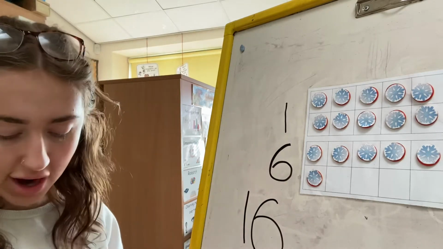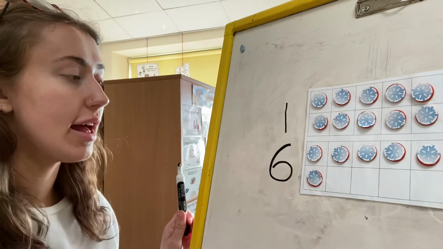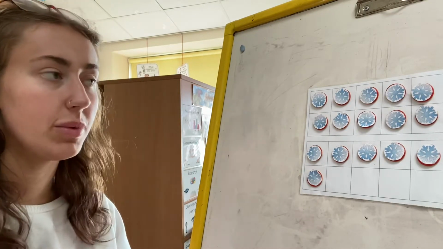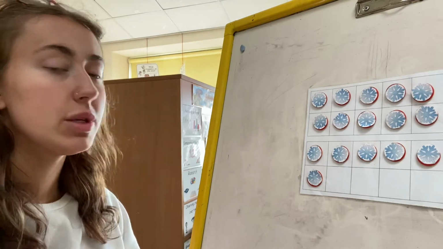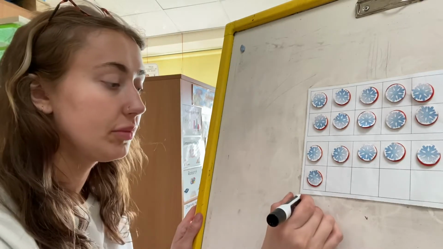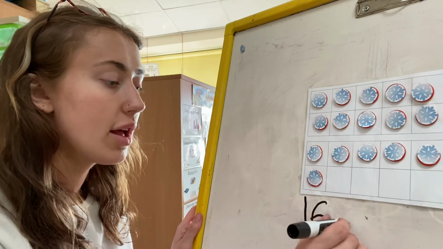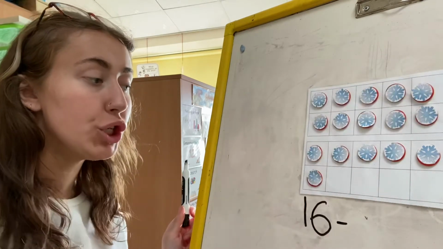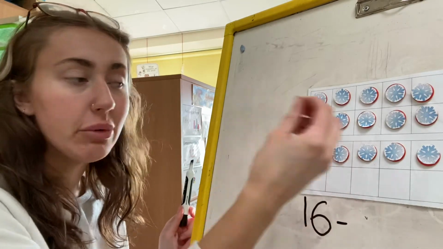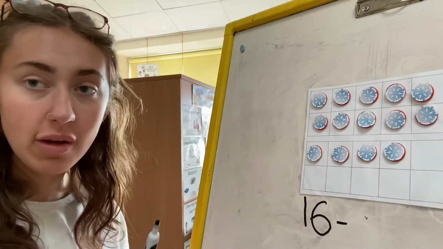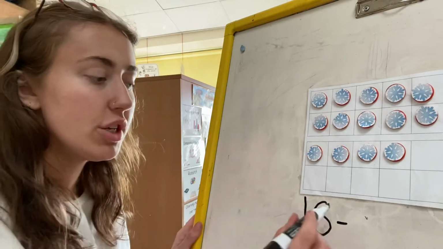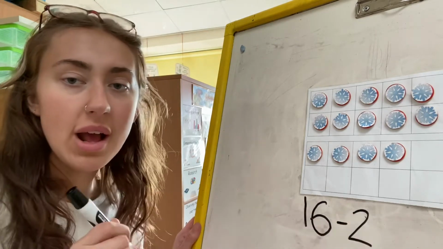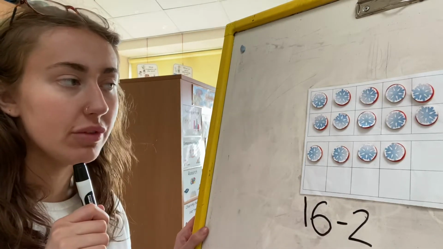Let's have a go at writing an equation using our snowflakes in our tens frame and see what we can come up with. So I'm going to put 16, and the sun has come out and it's melted away 2 of my snowflakes. So I'm going to take away 1, 2. Two of my snowflakes have melted. So we had 16 and 2 have melted. Now how many do we have left?